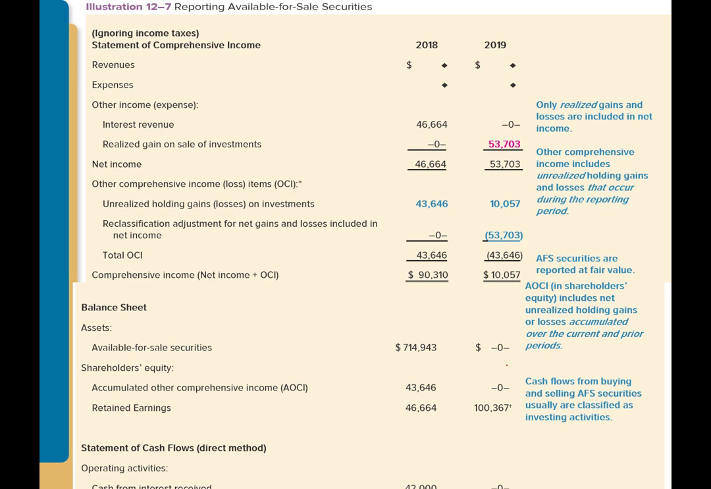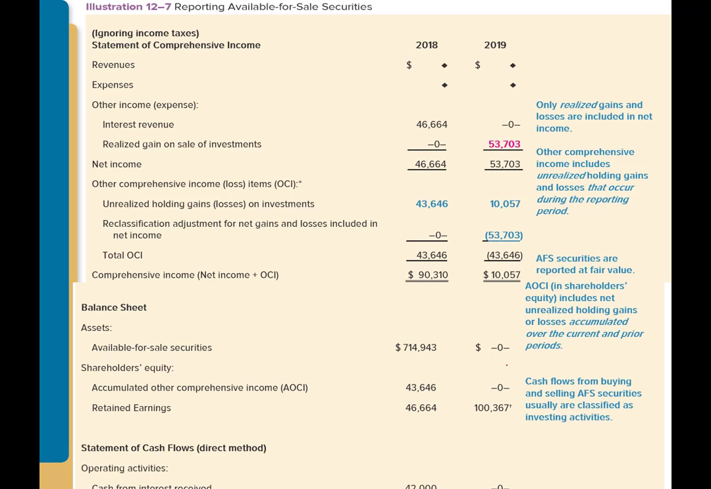Okay, and you can see the effect on the financial statements. There's my gain, my interest revenue, I should say. There was no realized gain because it's available for sale in year one. Okay, but there was what? The OCI gain. So I take my net income plus other comprehensive income equals comprehensive income.